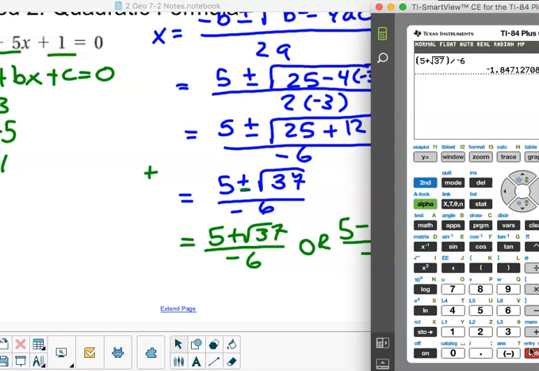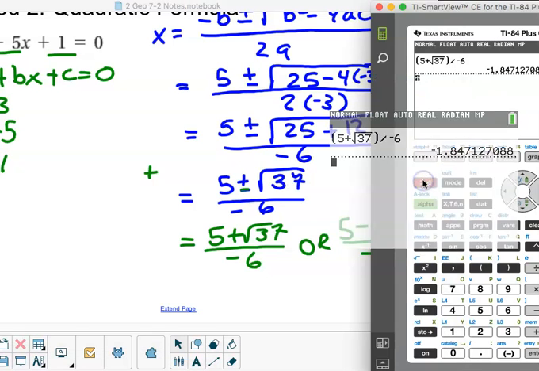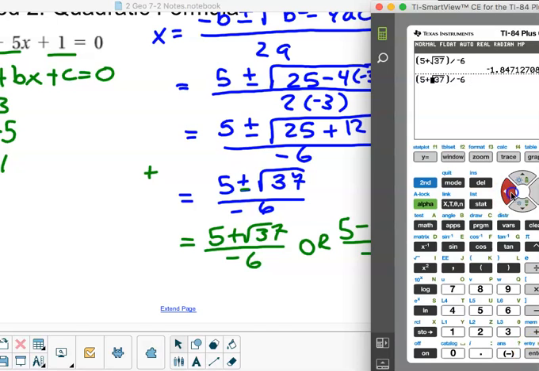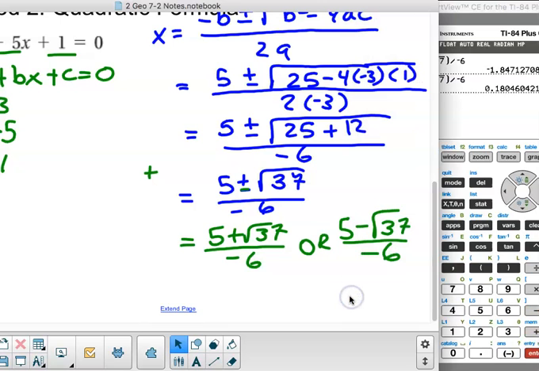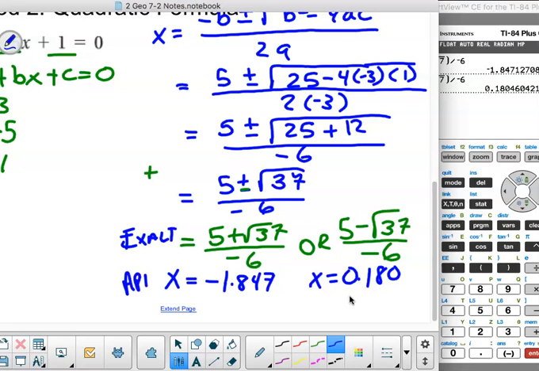-1.847. Now, the other one, remember, I have replaced that with a negative. So I'm going to hold second, enter, and I'll replace that top value with a negative or subtract sign and hit enter. Now, these are my two values. So I have my x value equal -1.847, or I have x equal 0.1080 if I leave it out to 3 digits. Okay, but these are exact, these are approximates.